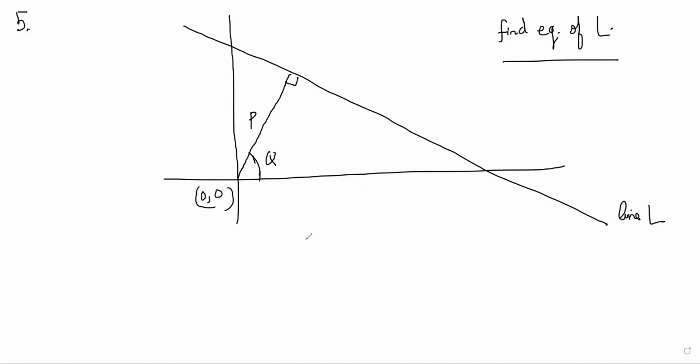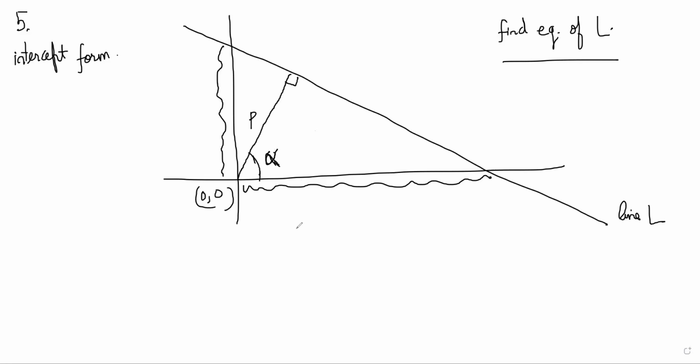Any ideas? The best way here would be to find this intercept and this intercept, and then use intercept form. Well, you could use... You said something earlier about tan alpha being related to the intercept. I mean alpha, not Q. Sorry.